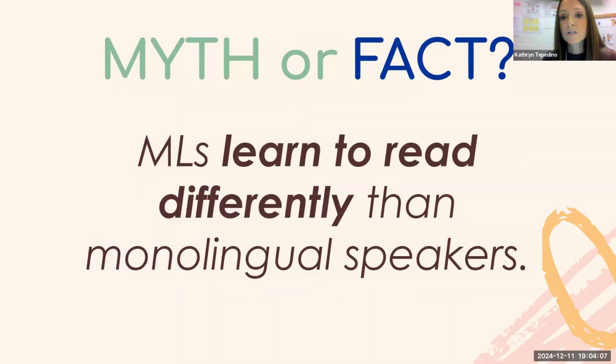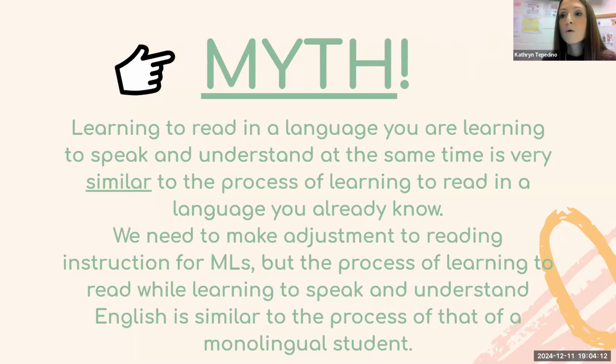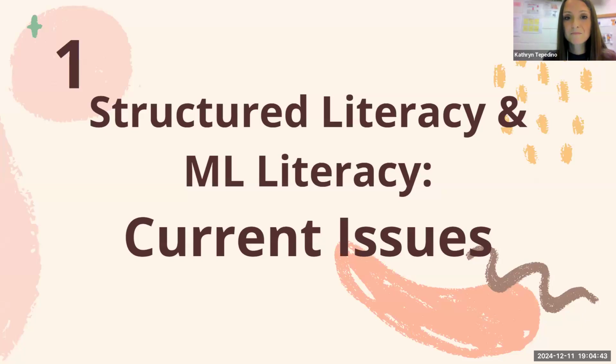Myth or fact, MLs learn to read differently than monolingual speakers. This is also a myth. Yes, we're going to have to do some things differently. We're going to have to put in some scaffolds. We want cross-linguistic transfer. But the process of learning to read is the same, no matter what language you are learning to read in. I'm talking about alphabetic languages. Like, we want sound-letter correspondence. We want to teach all the same kinds of things, no matter what language they're learning to read in.